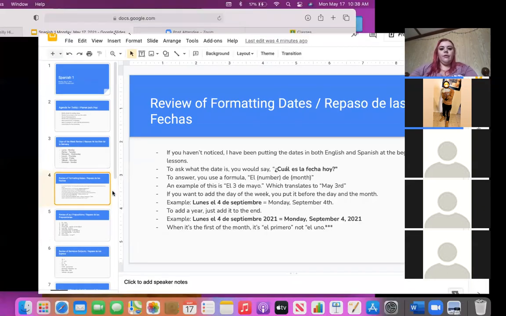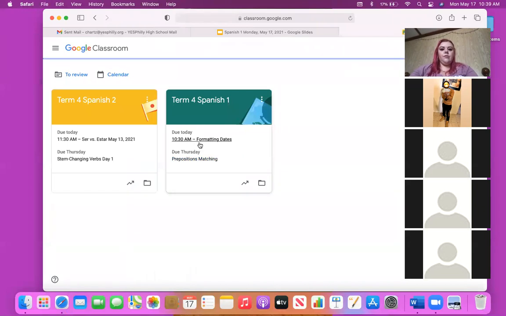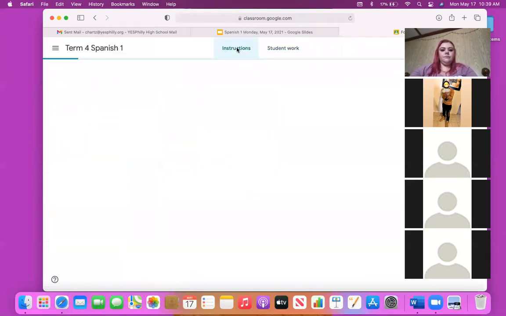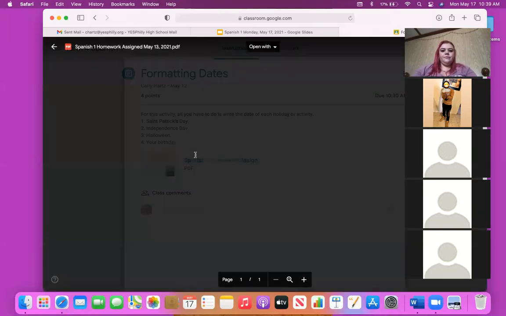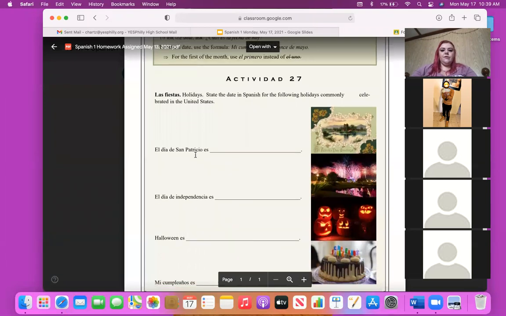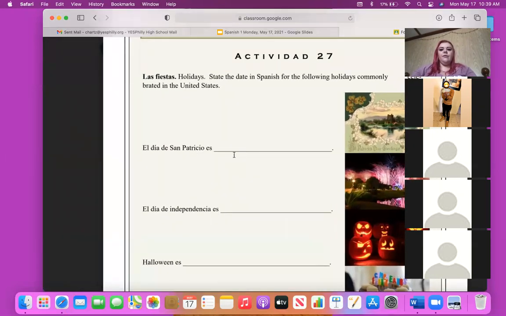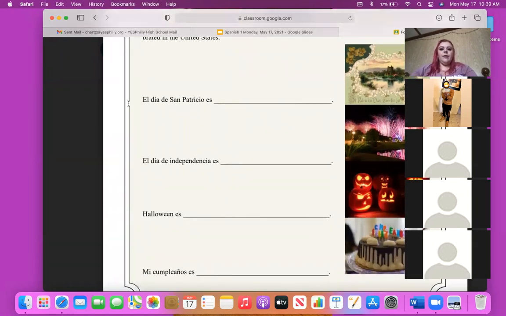So we're going to go over the homework now because the homework had to do with dates. So we'll go here. Okay. So we're going to state the date in Spanish for the following holidays. So does anybody want to tell me what they put for the first one, which is St. Patrick's Day?